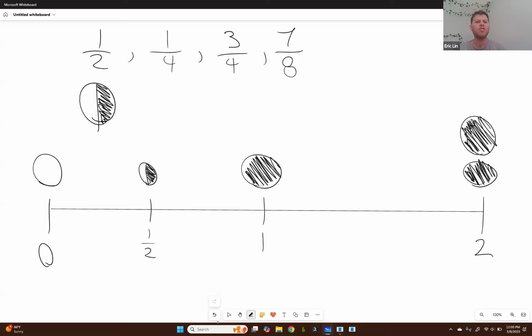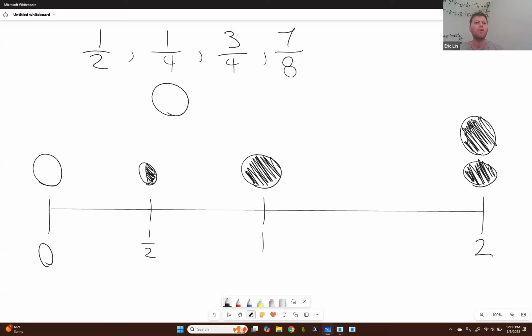I'm trying to make the circles smaller so they fit. Hopefully it still comes across and it still makes sense on your end. I know my drawings are not necessarily up to snuff, right? They're not the best, but it gets the job done, right? So 1/2 is exactly halfway between 0 and 1. It is exactly half shaded and half unshaded.